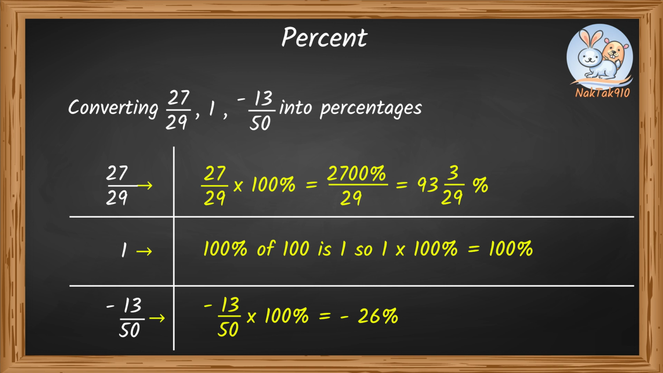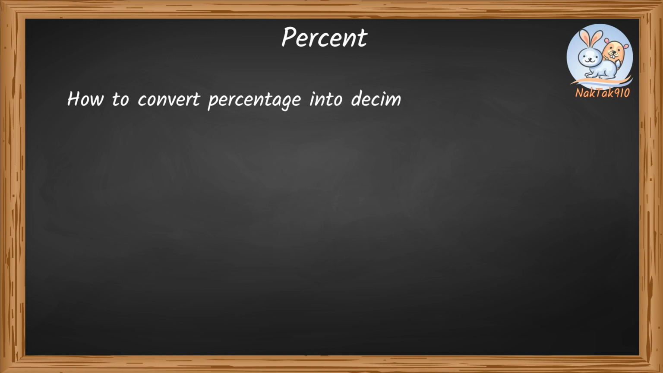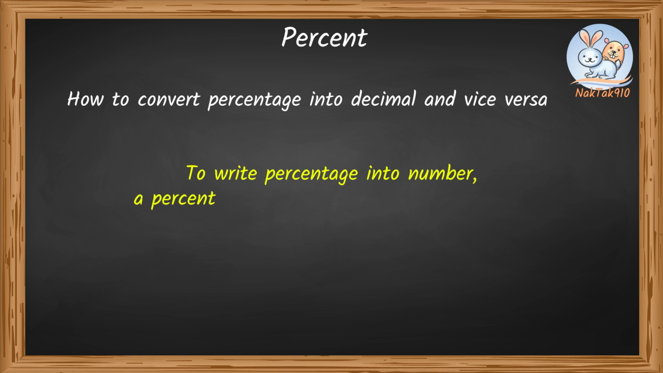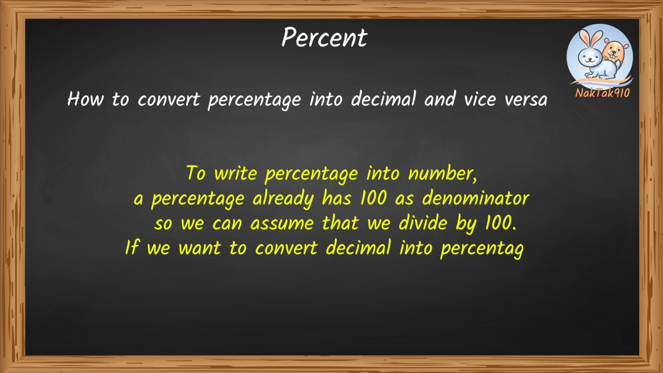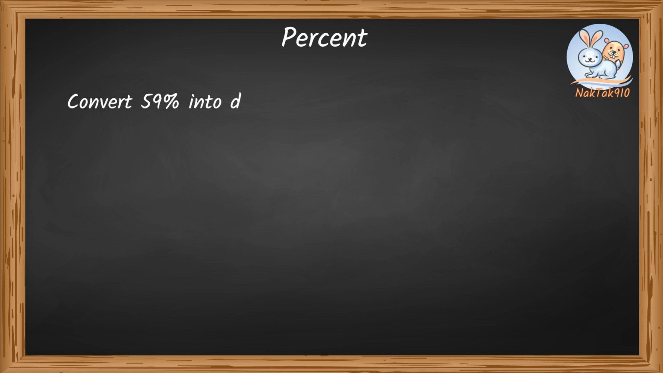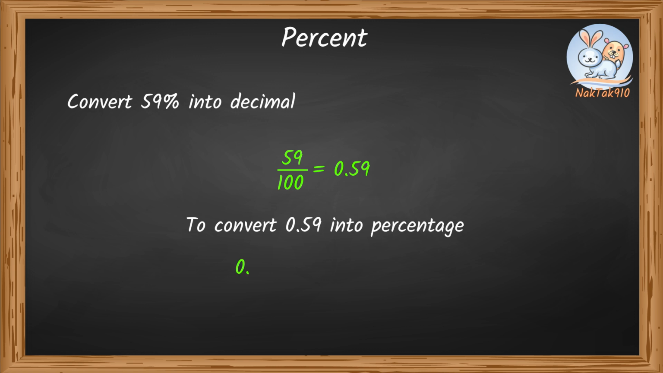Very good, TAC. Now I will teach you how to convert percentage into decimal, and vice versa. A percentage already has 100 as denominator, so we divide by 100. If we want to convert a decimal into percentage, we multiply by 100%. For example, 59% as a decimal will be 59 divided by 100 equals 0.59. And if we want to convert 0.59 into percentage, it will just be 0.59 times 100, which is 59%.